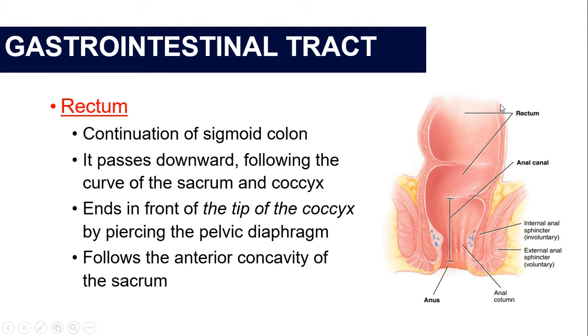As you see here, this is your rectum, this is the anal canal, and in the anal canal, we have the internal anal sphincter, which is a smooth muscle. That's why it's involuntary. And we have here the external anal sphincter, which is voluntary since it's a skeletal muscle. And lastly, we have the anus here. So we have the sigmoid colon and the rectum as parts of the pelvic cavity and also as parts of your gastrointestinal tract.